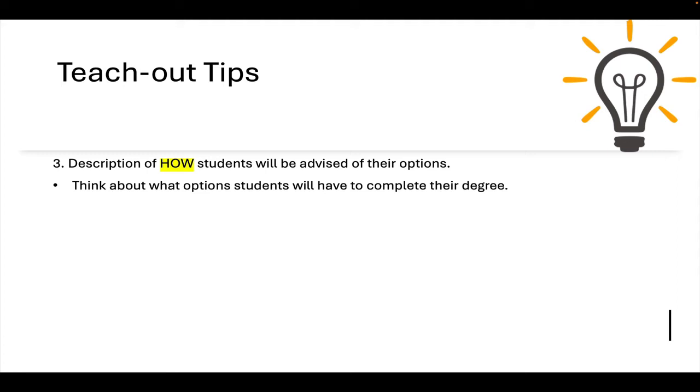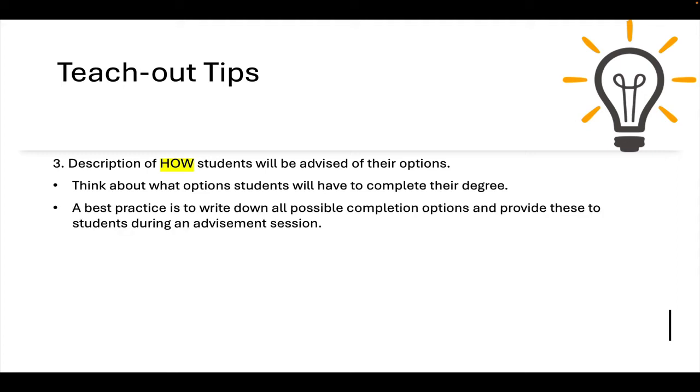Well, they could obviously complete their degree on the Hattiesburg campus, because that's going to be part of our teach-out plan. But they may also think it would be more convenient for them to maybe go to the Gulf Park campus or to switch to the online campus. So again, you need to think about what options students will have to complete their degree at the time that we're thinking about a teach-out plan.